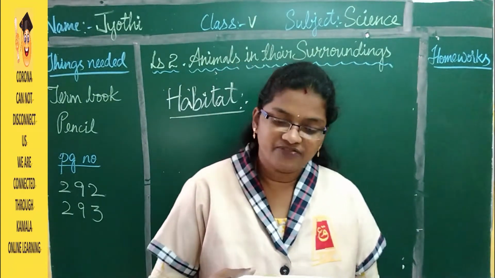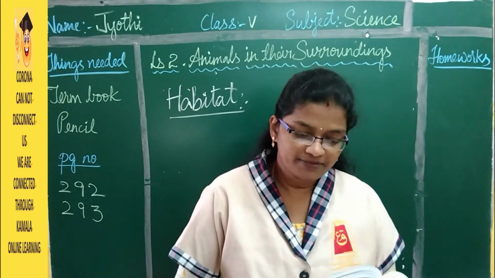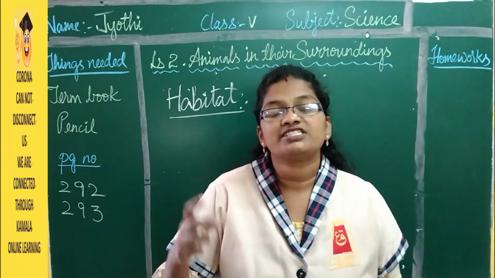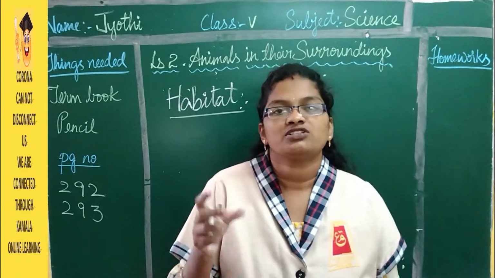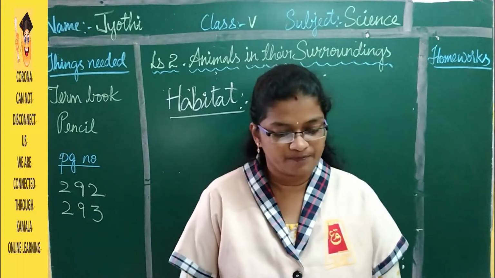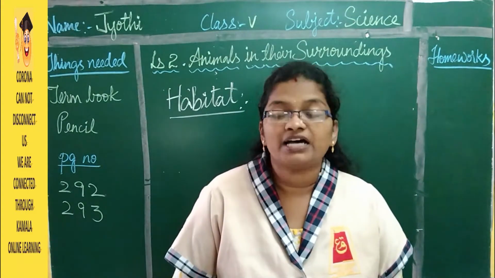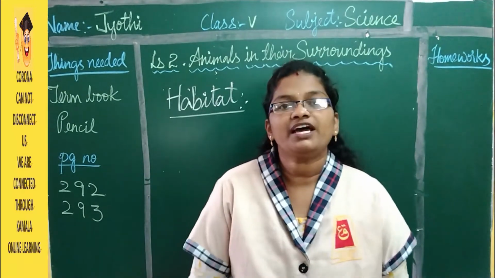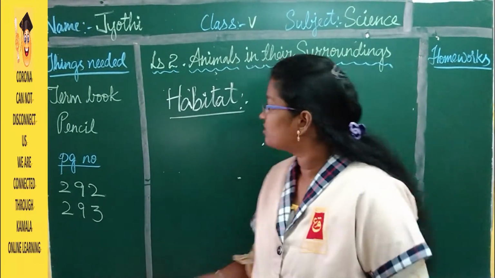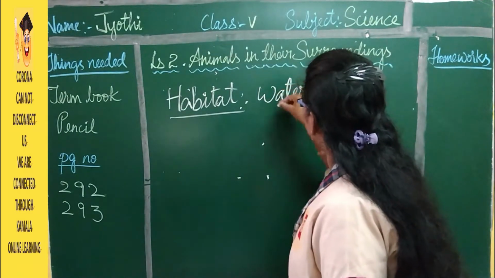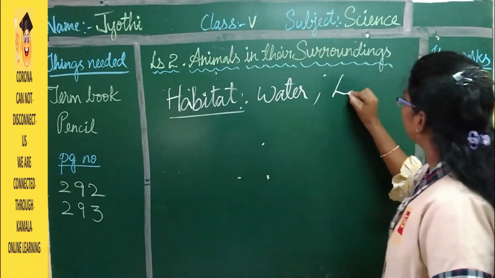So animals living in a particular habitat adapt themselves to their surroundings. What is meant by adapt? Changing themselves, which is suitable to the environment. So there are two main habitats. One is water, another one is land.